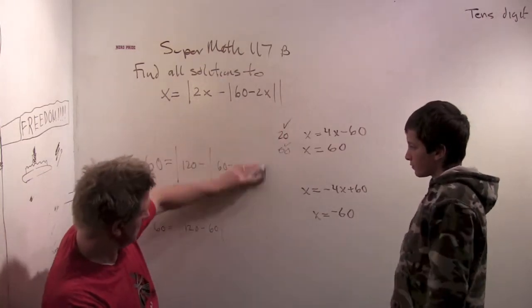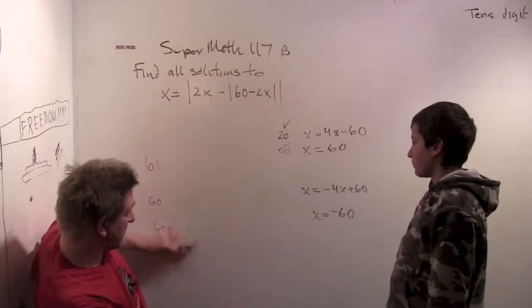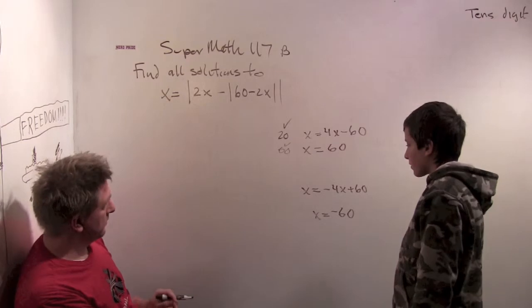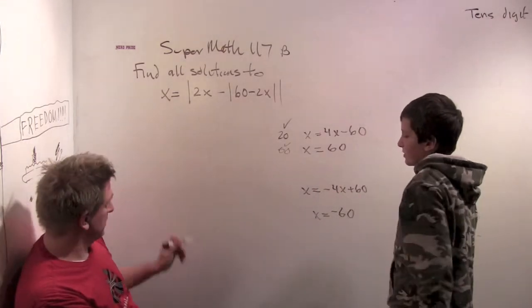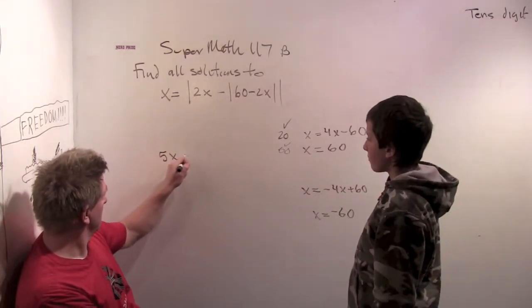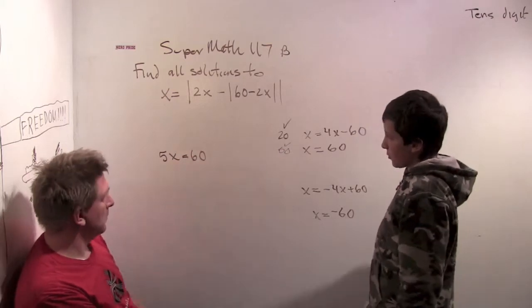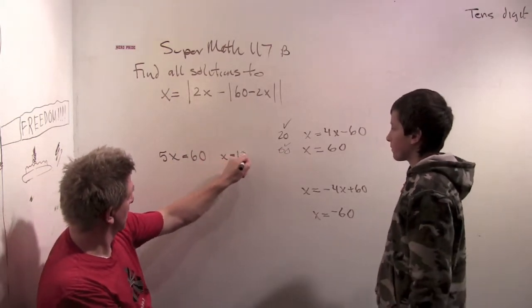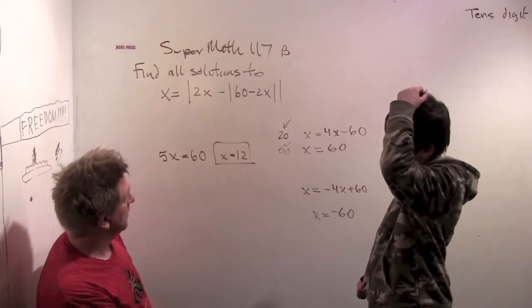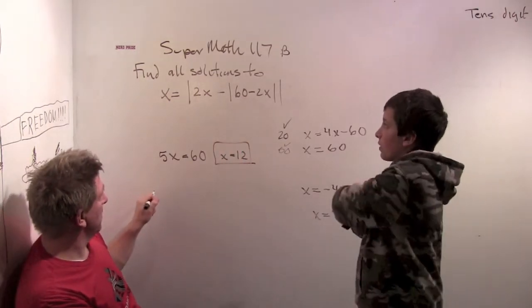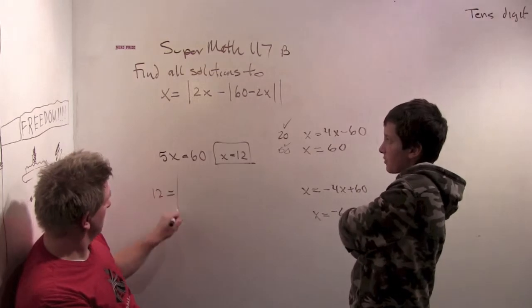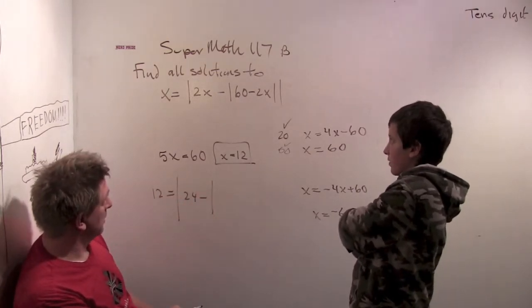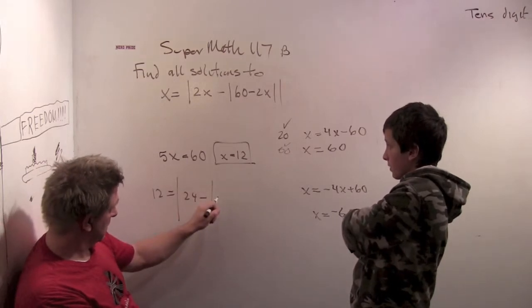Okay. What about minus x equals minus 4x plus 60? Well, here you get 5x equals 60. So x is 12. Okay, let's check this equation. 12 equals the absolute value of 24 minus the absolute value of 60 minus 24.